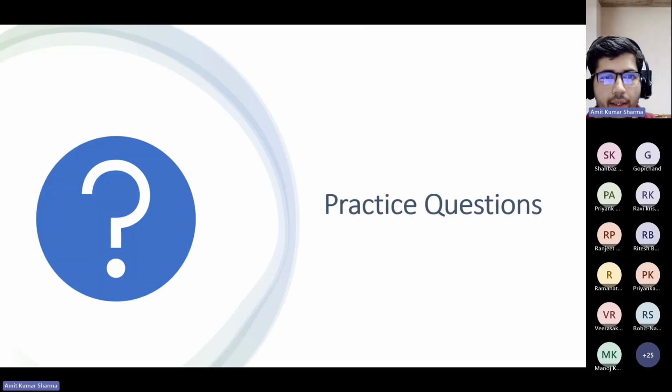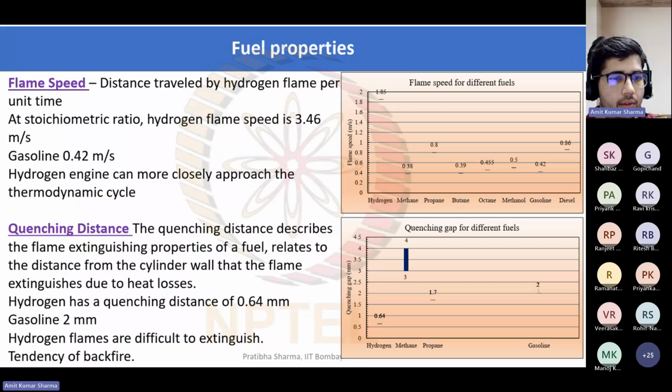Okay, so I think we have already covered this in our class. So yeah, this is the quenching distance. The quenching distance describes the flame extinguishing properties of a fuel, and relates to the distance from the cylinder wall at which the flame extinguishes due to heat losses. So the distance for hydrogen is 0.4 mm and for gasoline it is 2 mm.